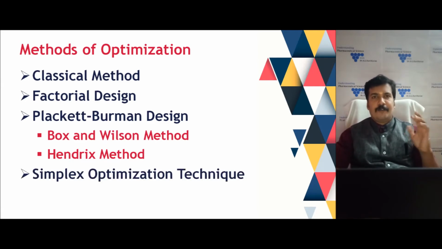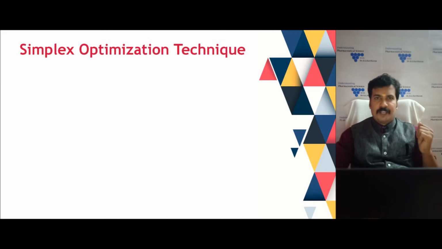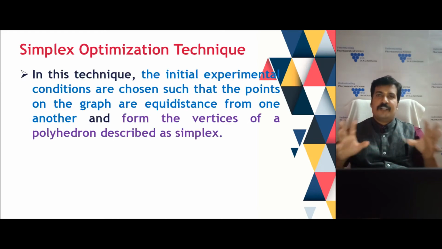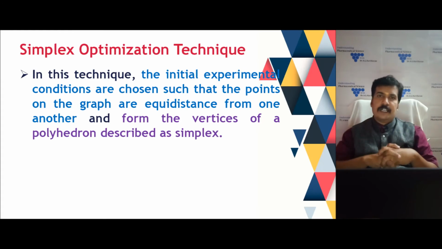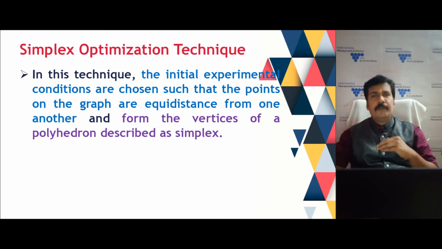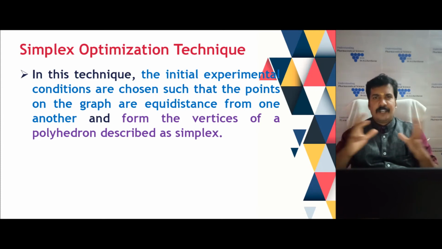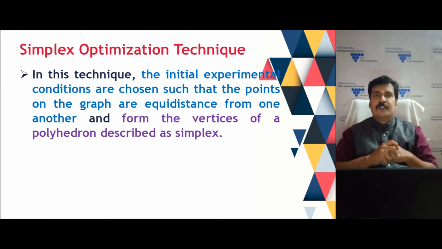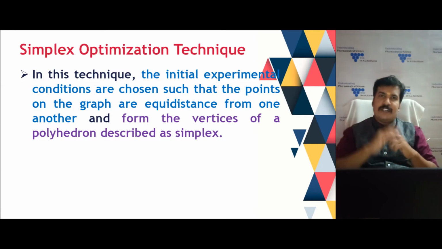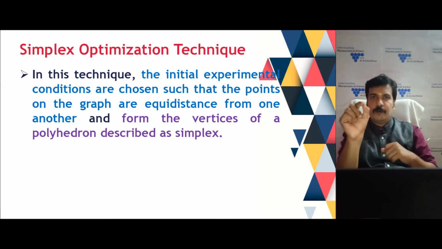So the final one is the simplex optimization technique. That we are going to discuss elaborately in this lecture. The simplex optimization technique is the most preferred technique when there are 2 variables and we can easily get an optimized level with a limited number of experiments. In this technique, in an initial experimental condition, we just select 2 experimental conditions. Then we create a third experimental condition, which is equidistant from both of these.